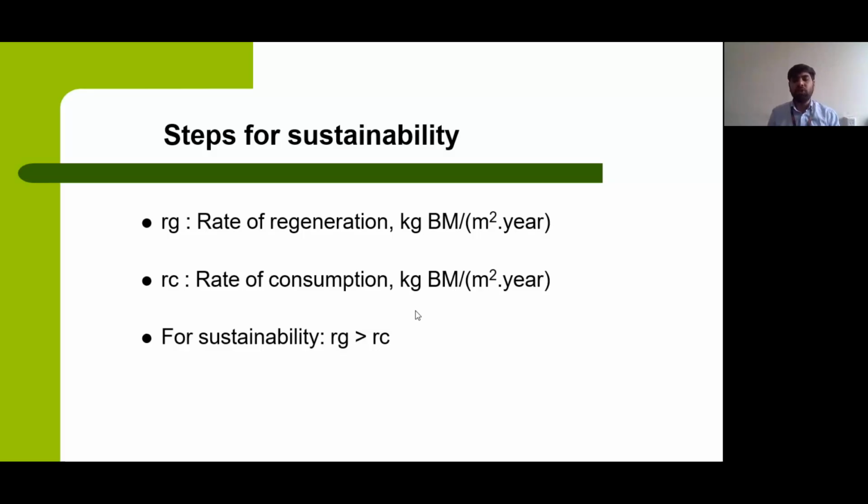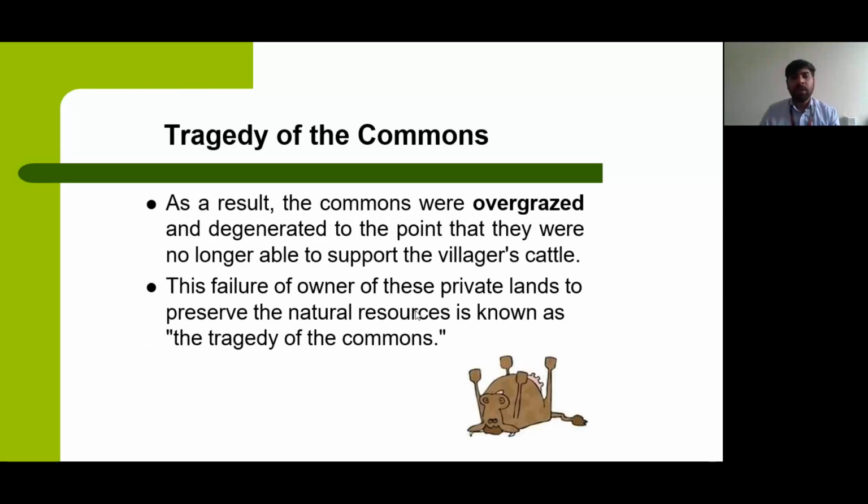For sustainability, we have to maintain the condition that the rate of generation is greater than the rate of consumption. Only then will it be sustainable for our future generations. Otherwise, we will reach the tipping point and ultimately unsustainability if the rate of consumption is greater than the rate of generation. As a result, the commons were overgrazed and degenerated to the point that they were no longer able to support the villagers' cattle.